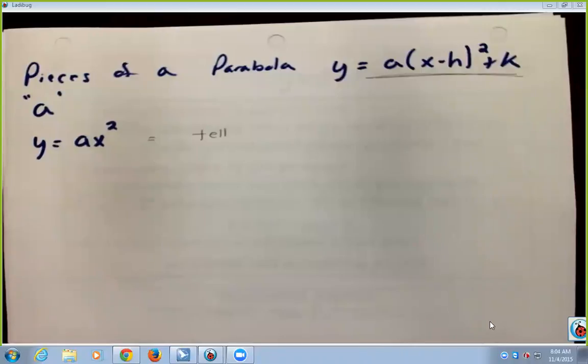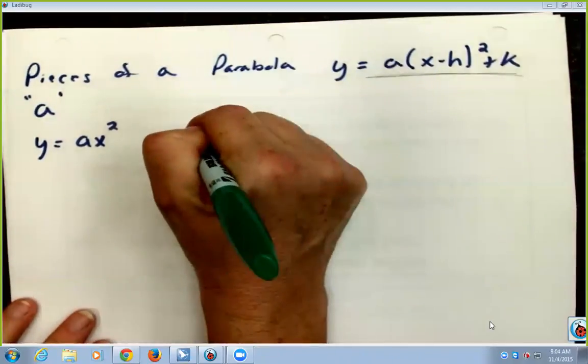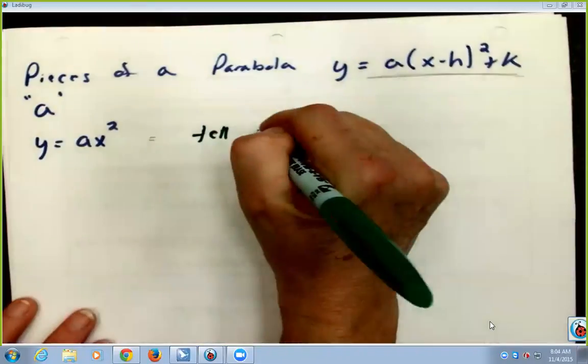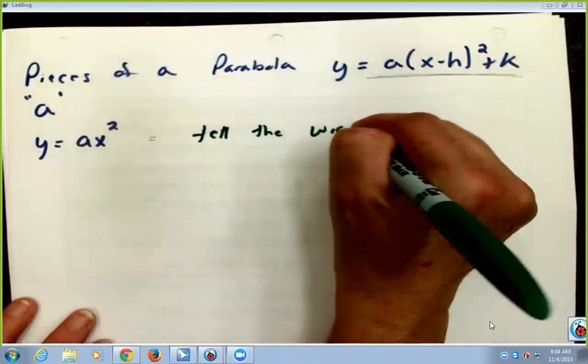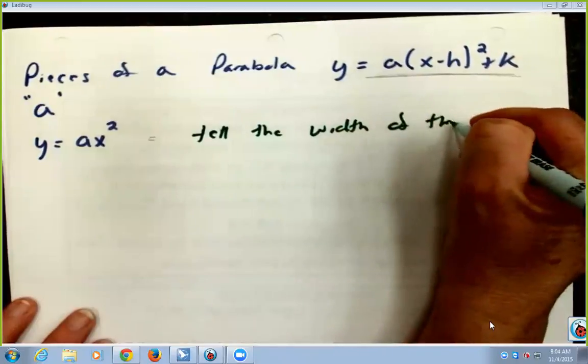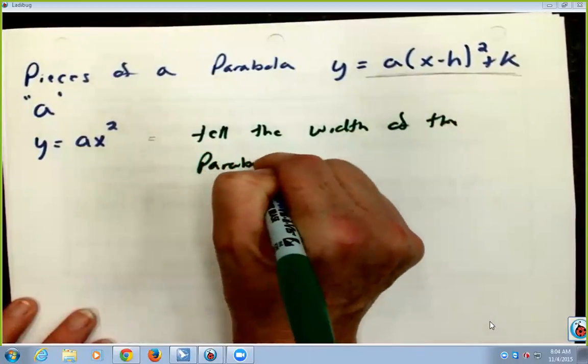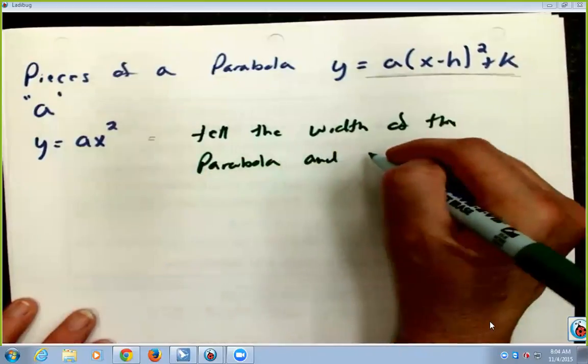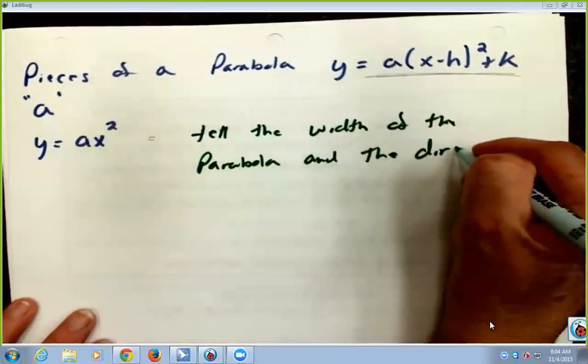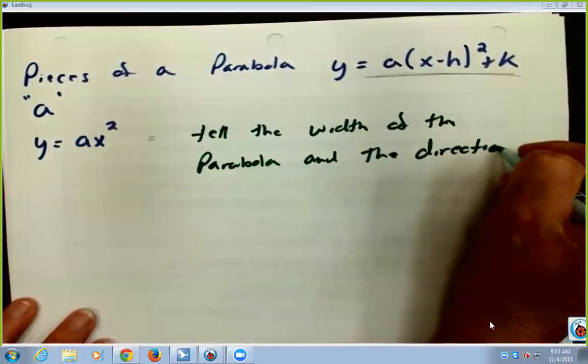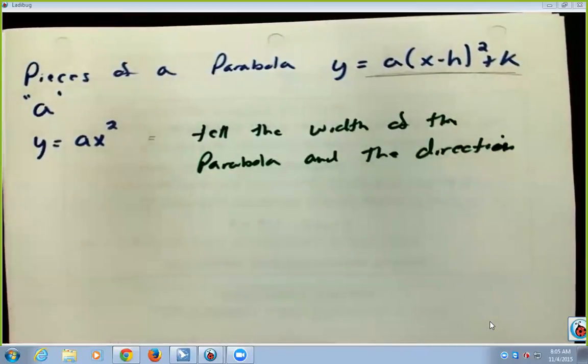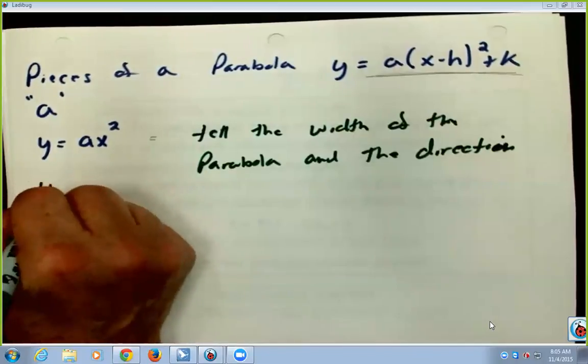And so it's not showing up all that great. Oh, I guess we'll go to one of these guys. This will show up better. It's going to tell the width of the parabola and the direction. Okay, so it's going to tell the width and the direction of where that parabola happens to be. So let's stick a number in there.